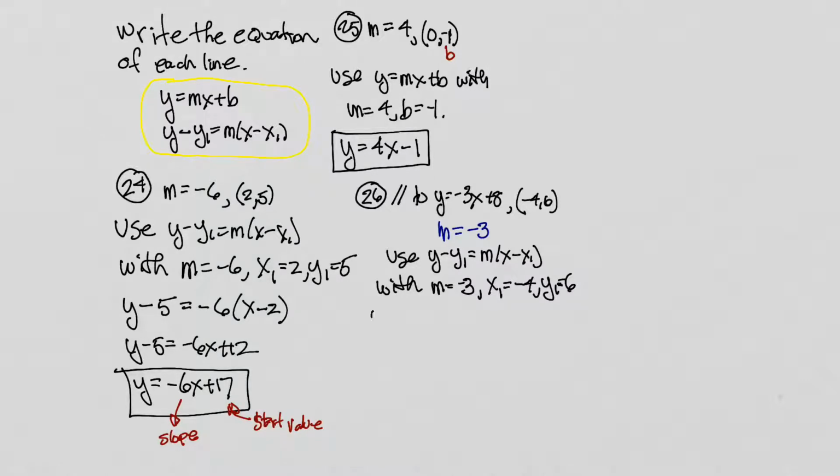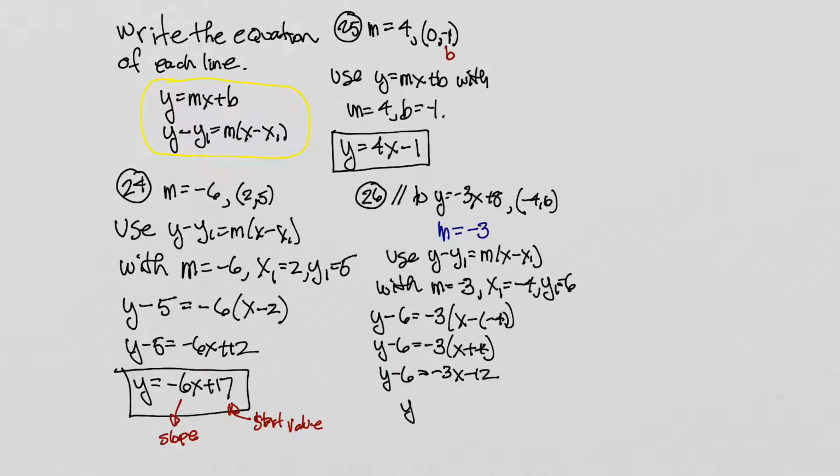Let's substitute. So we'll get y minus 6 equals m, negative 3, times x minus, be careful here, x minus negative 4. So we'll get y minus 6 equals negative 3 times x plus 4. Multiply through by that negative 3. We'll get y minus 6 equals, now distribute that negative 3, so we'll get negative 3x minus 12. And then one more step. Let's just add this 6 to solve it for y.